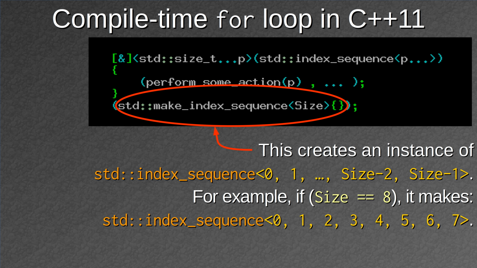First, this expression at the bottom creates a structure of a special type. It creates an std::index_sequence with template parameters that form an integer sequence that goes from 0 up to 1 less than the specified limit.